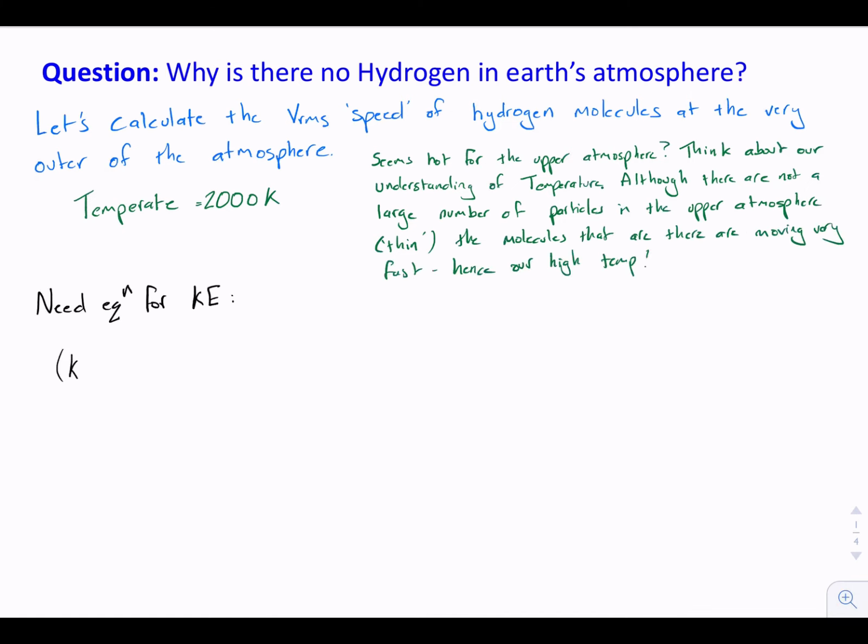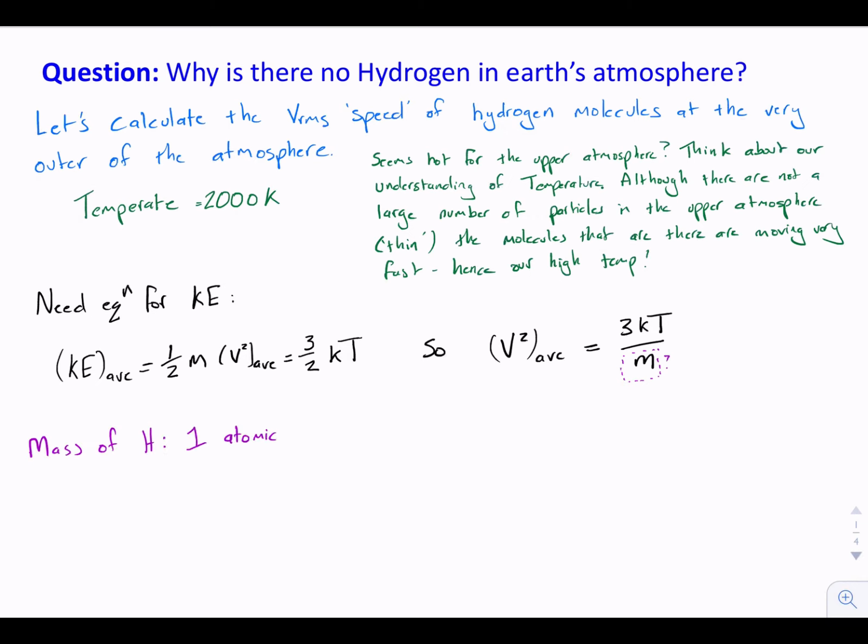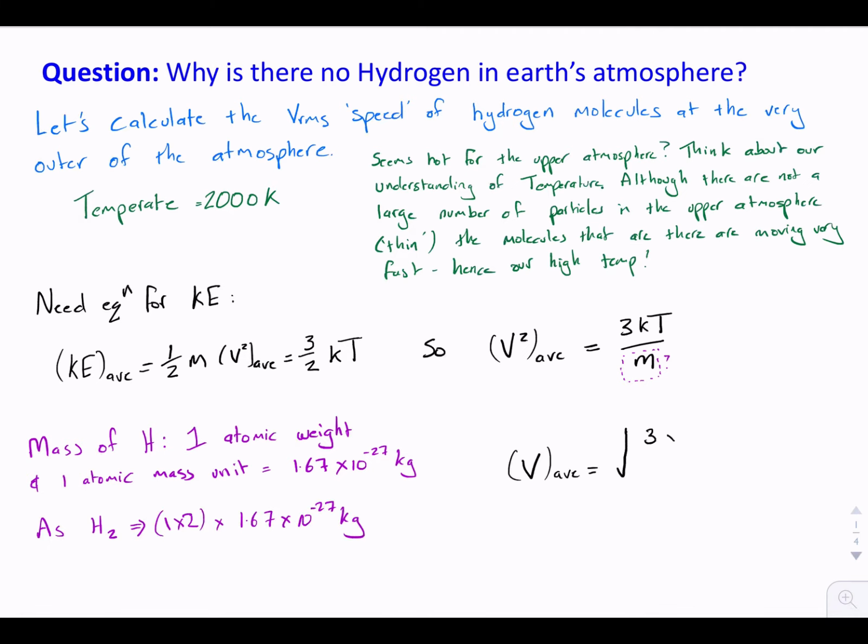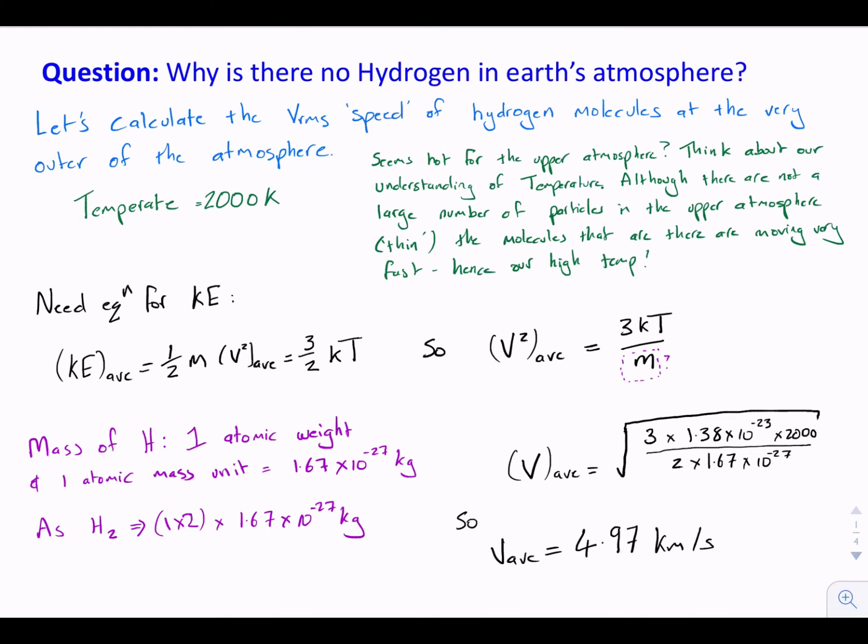So let's recall our equation for the average kinetic energy. The average of the square of the velocity equals 3kT/m, but before we go any further, let's consider the mass of hydrogen. The mass of hydrogen is 1 atomic weight, and 1 atomic mass unit equals 1.67 × 10^-27 kilograms. Now actually we have a hydrogen molecule, which is H2, so we have 2 times 1.67 × 10^-27 kilograms. Now if we put in these numbers, we can see that the speed, and this should say RMS, is 4.97 kilometers per second at 2000 K.